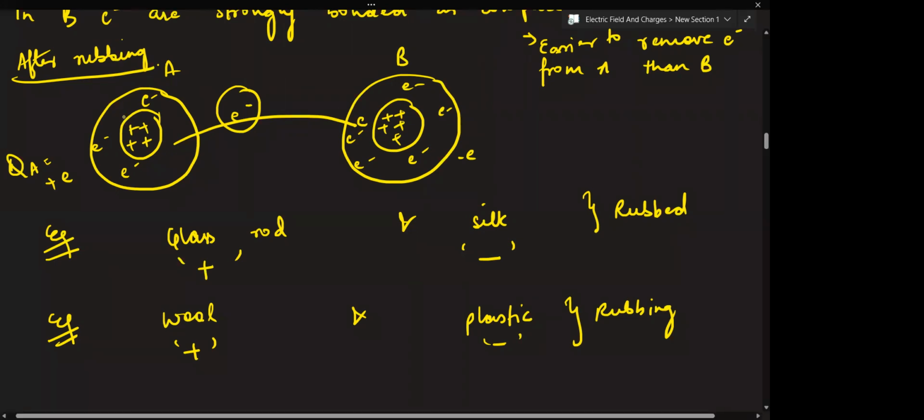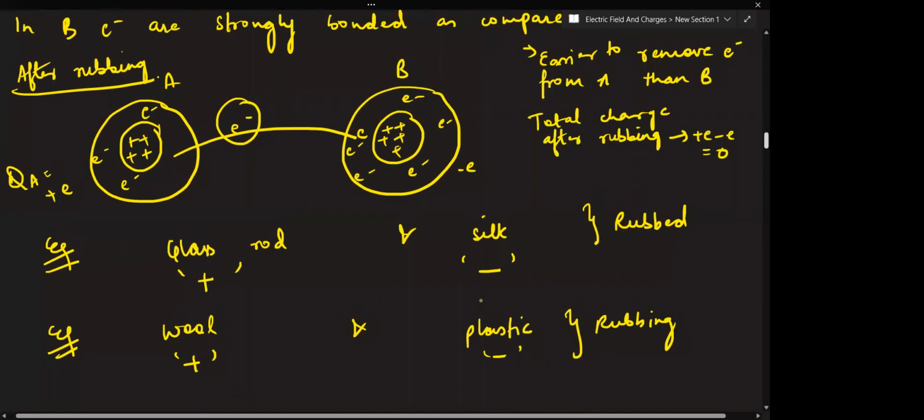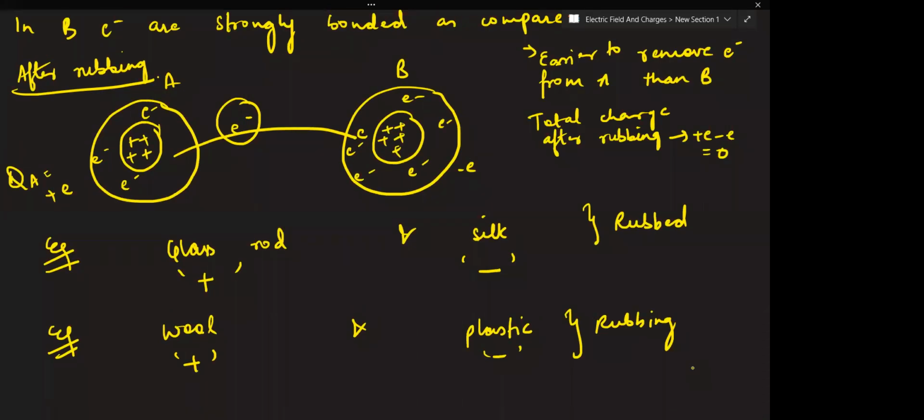In this example also that we had taken, if you add the total charge after rubbing, this was plus e and minus e. So total charge after rubbing is plus e minus e, which is zero. And this was the case before rubbing as well: plus QA minus QA, this was zero. So what you should remember is that the combined total charge on both the glass rod, silk or wool or plastic is still zero, as it was before rubbing. So what is meant by this? Electric charge is conserved during rubbing. Whenever this rubbing phenomenon occurs, electric charge is conserved.